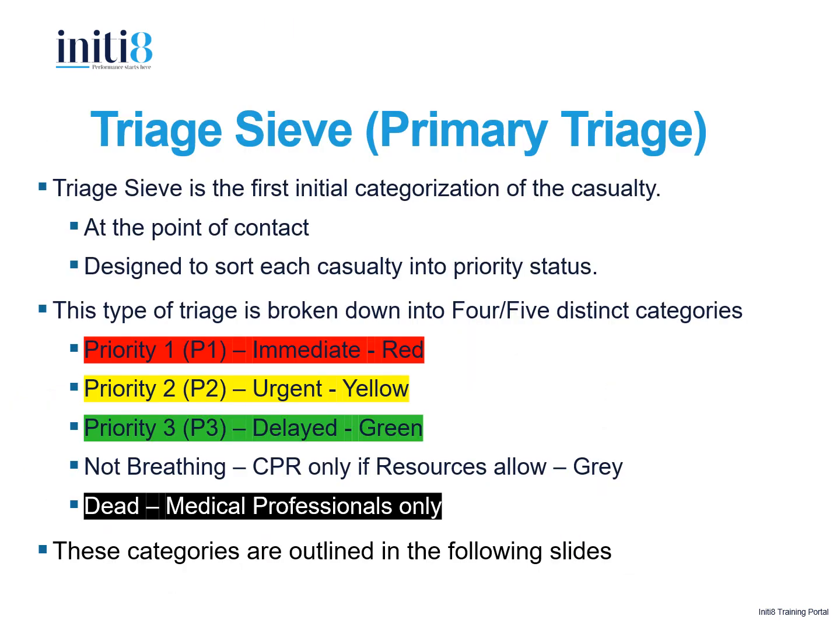Primary triage is the first initial categorization of the casualty. It's performed at the point of contact and designed to sort each casualty into priority status. This type of triage is broken down into four. In this video, we'll be looking at 5 distinct categories. These categories are outlined in the following slides.